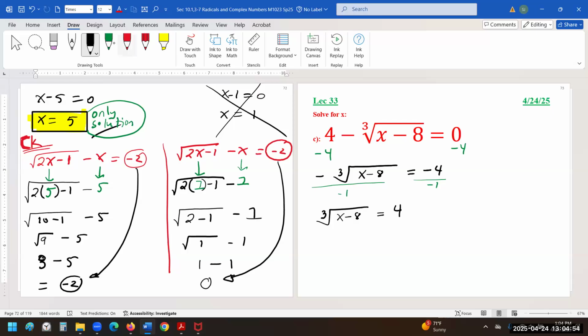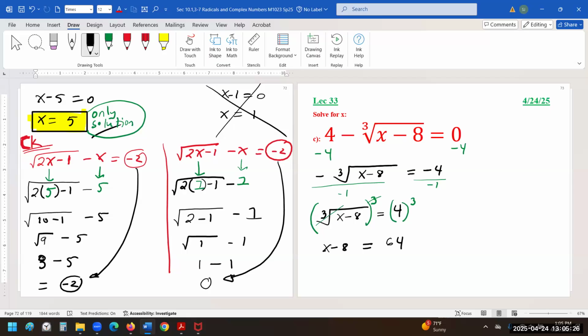And now is our radical term alone on one side? So that means it becomes very weak. So we can apply its power on both sides. Which power is supposed to apply? 3, good job, because we have cube root. Cube root needs cube power so that we can cancel them out. So we have only x minus 8. And what is 4 cube? 64, you remember that?